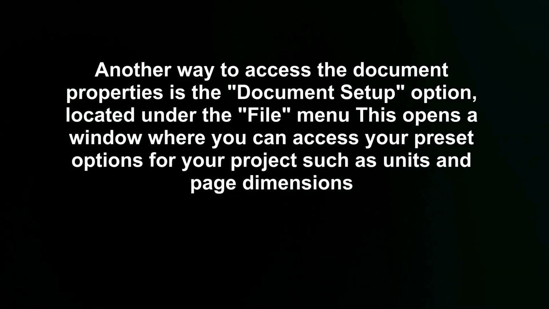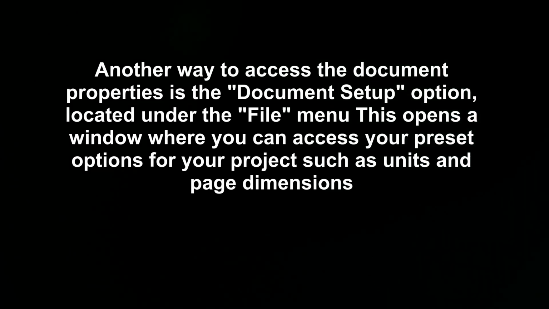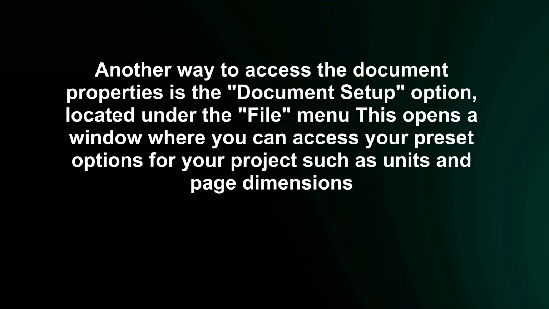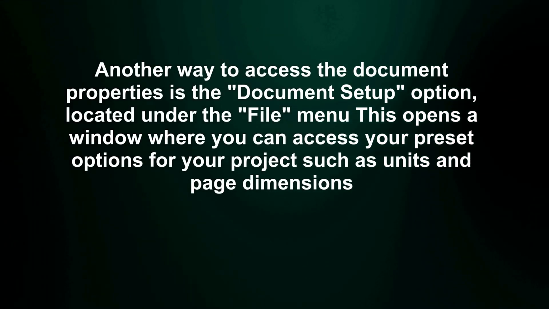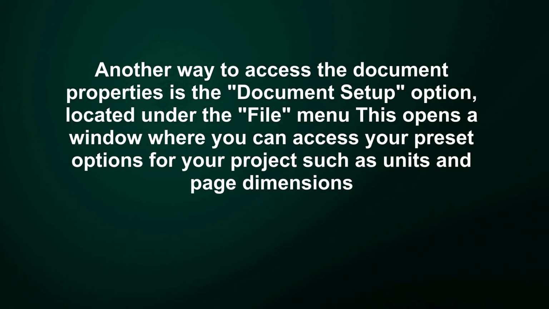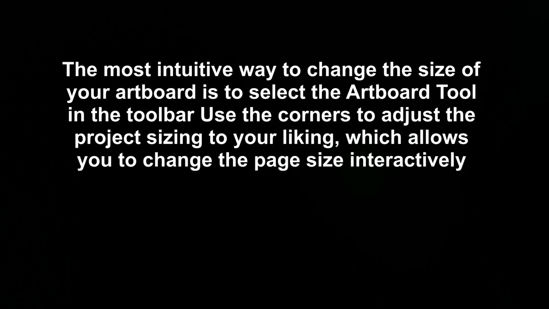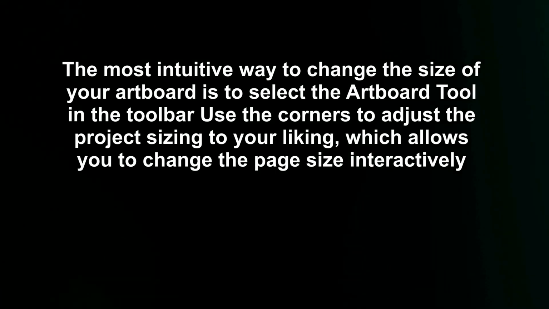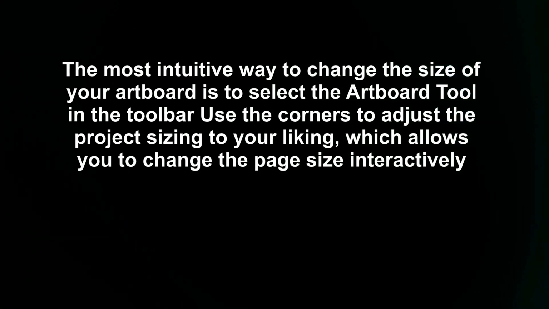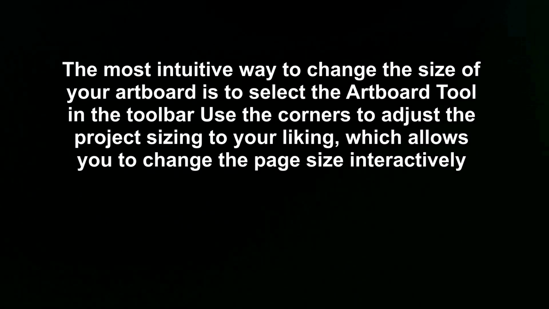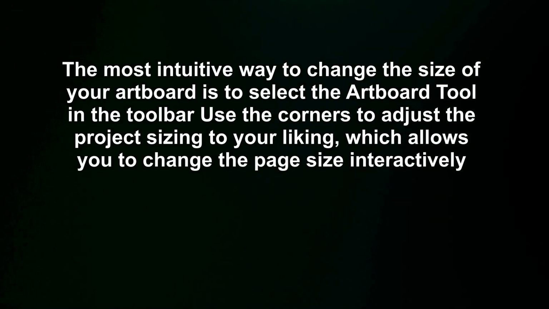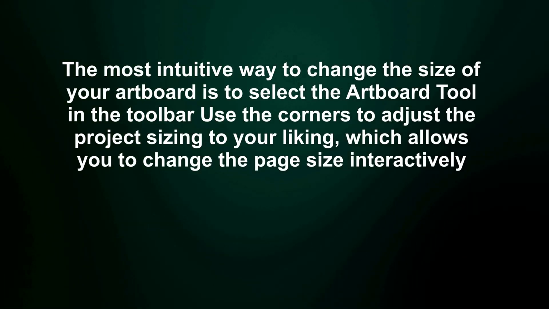Another way to access the document properties is the Document Setup option, located under the File menu. This opens a window where you can access your preset options for your project, such as units and page dimensions. The most intuitive way to change the size of your artboard is to select the Artboard tool in the toolbar. Use the corners to adjust the project sizing to your liking, which allows you to change the page size interactively.